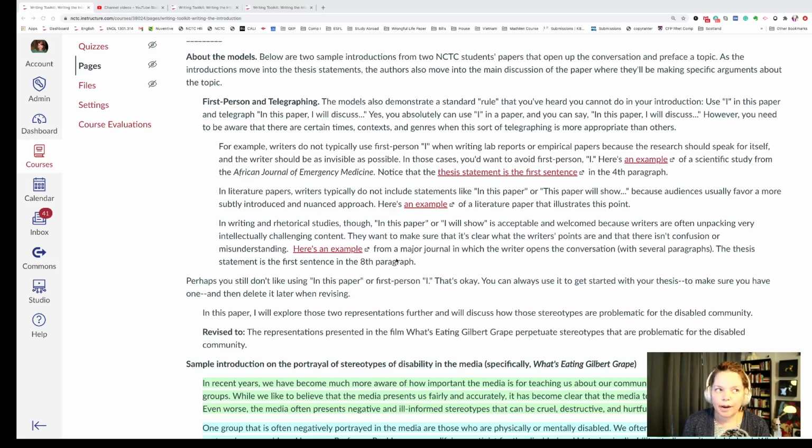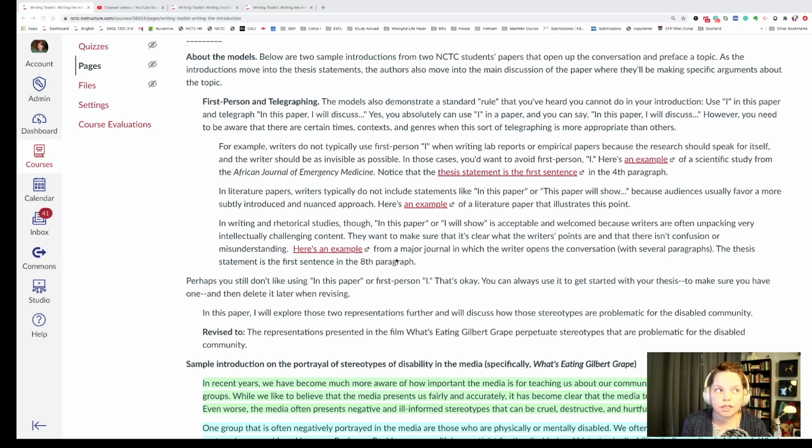But if you're writing a paper that is your theory and your opinion, of course you would use I, right? It's your observations. It would be awkward to talk about yourself and your experiences and not use the word I. And you can also telegraph. You can say, in this paper, I will discuss, or this paper discusses.